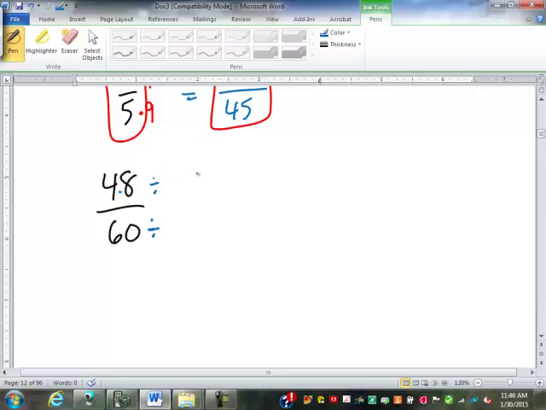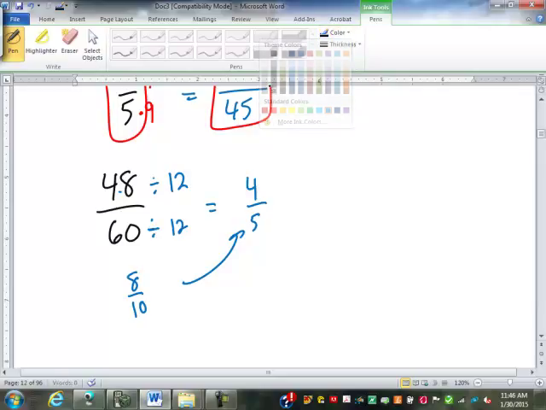What can we divide both of those by? 12. There we go. Somebody heard somebody say 6. That would have worked as well. You could divide by 6. You would have 8/10, and you'd have to divide by 2 again. Either way, you're going to end up at 4/5. What we're really doing there is we're canceling out common factors.